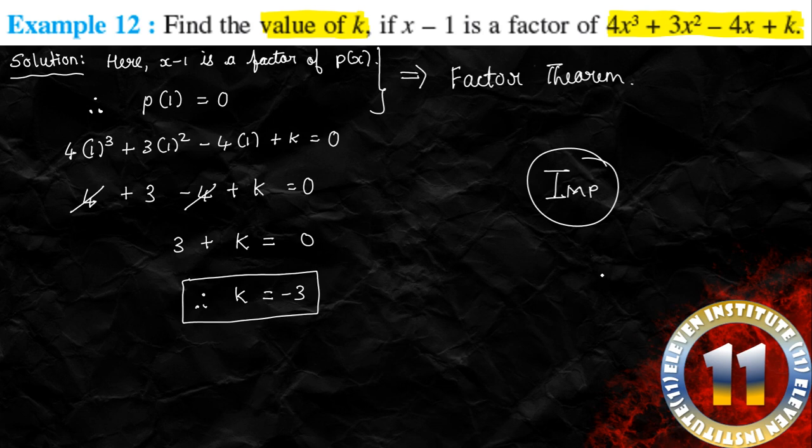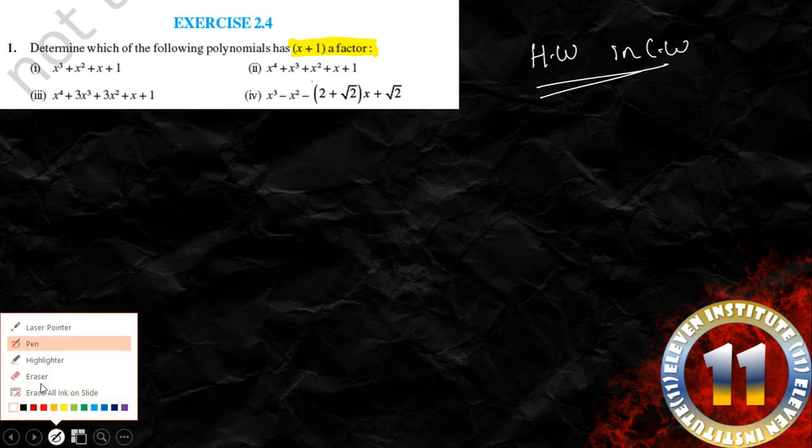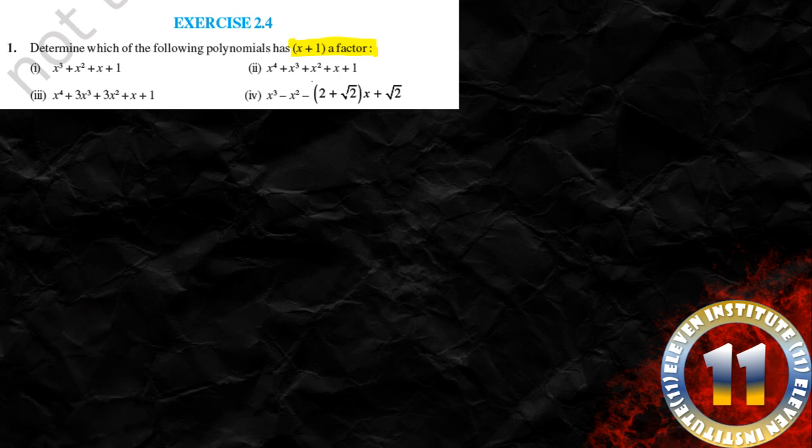Let us now move ahead with exercise 2.4. Yes, this is question number 1 and you have to try this in homework, right? You have to try this in CW. We will see the solution in the next video lecture. Let us discuss one of the questions. Determine which of the following polynomials has x plus 1 as a factor, right? So I will just introduce the question to you.